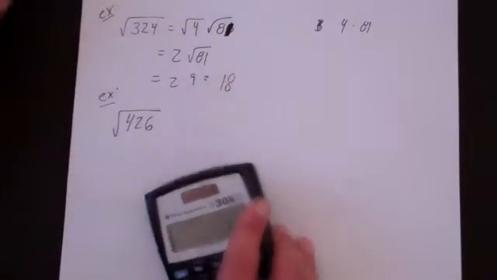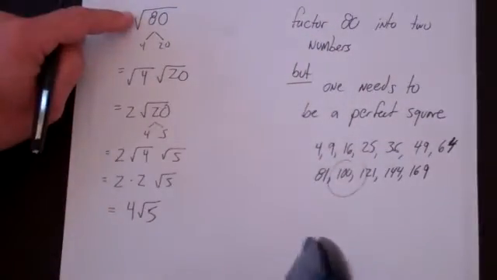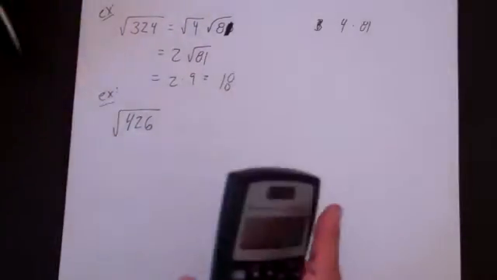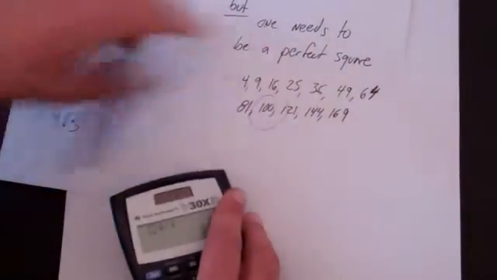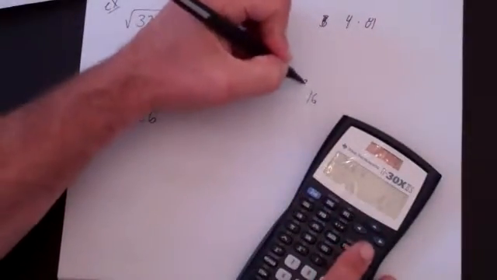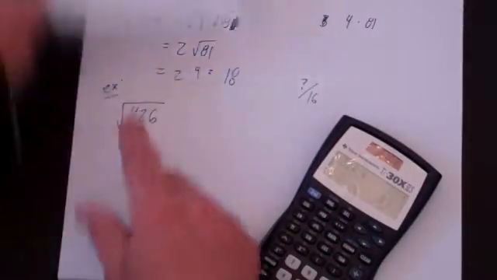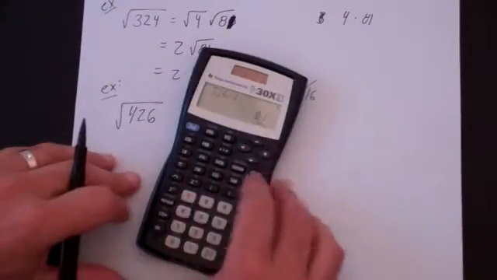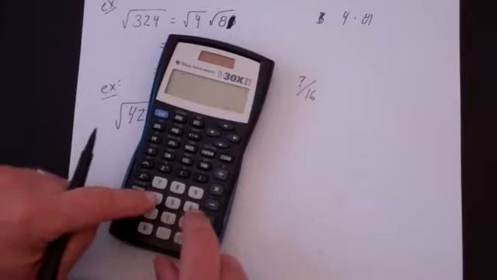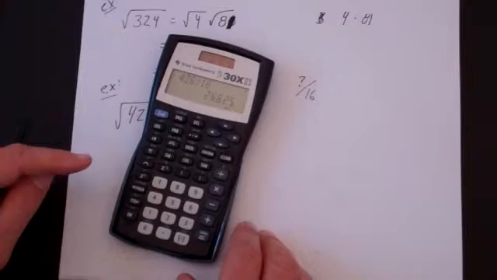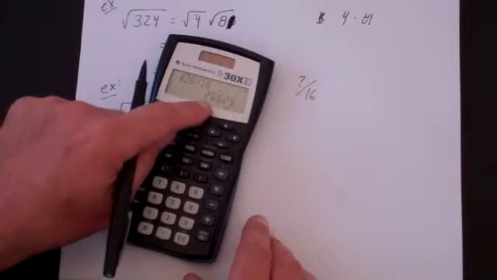What's different about 426 and 80? The only difference is 80 I can easily do in my head. 426 I can't. But I do the same idea. I find one of these numbers that go into 426. And I could obviously do 4, but let me see if a larger number goes in. What you do is you just think of a perfect square that's plausible. I think that 16 goes into 426. So what I'm going to do is divide 426 by 16 on my calculator. And if I get an integer, then that means it works.